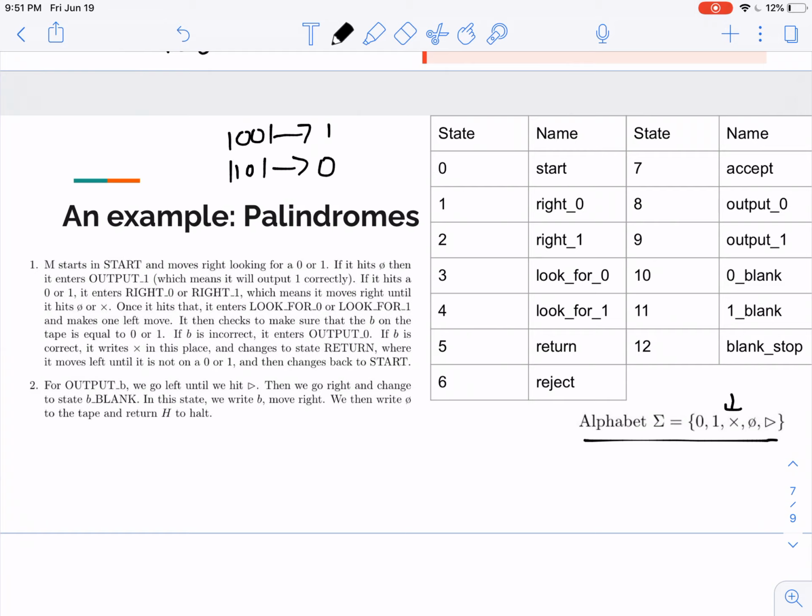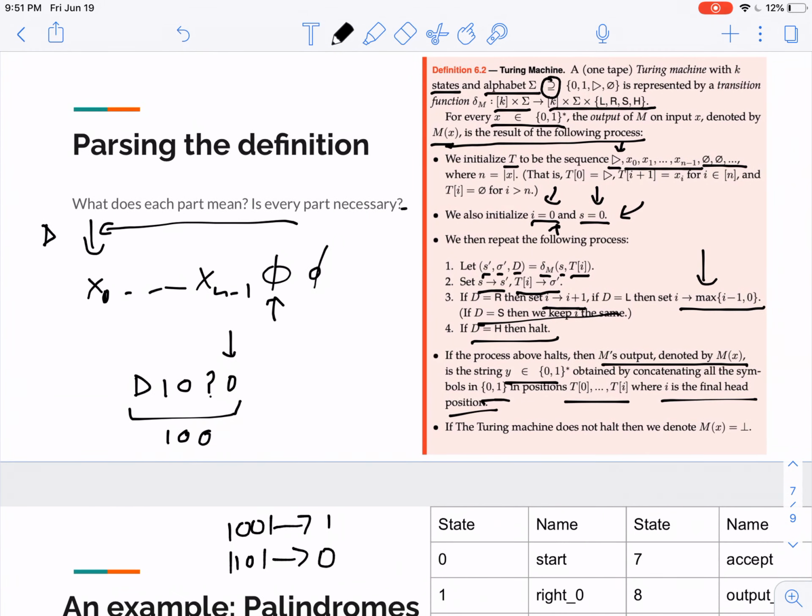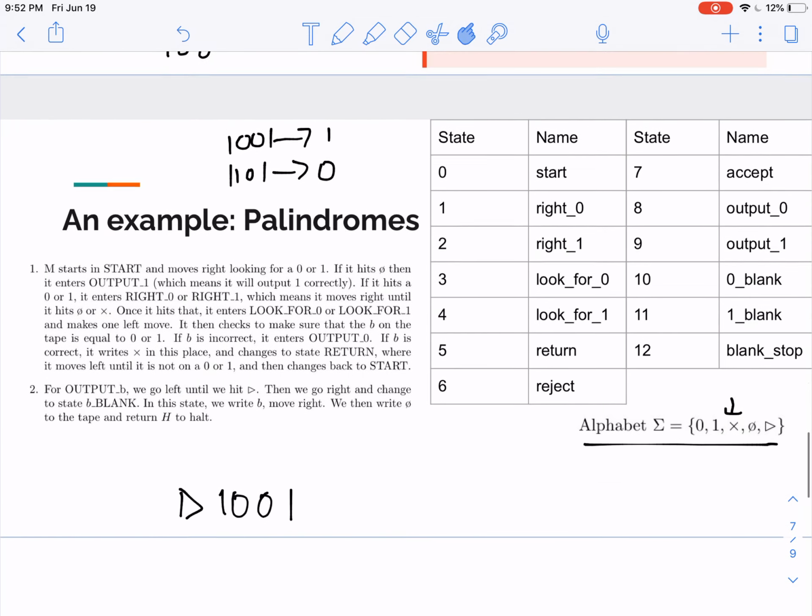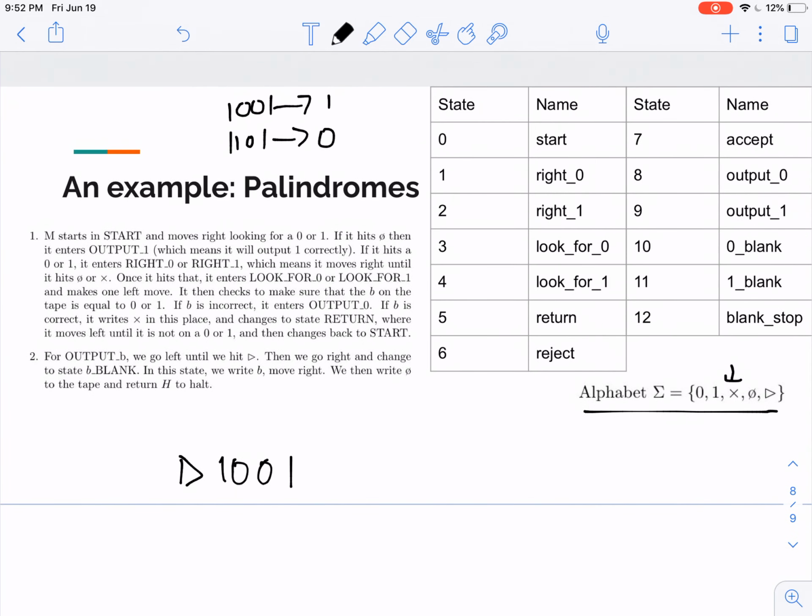So how's it going to work? There are 12 states. You can read them if you want, but I think the easiest way to understand it is to start reading how the transition function works. And let's do a concrete example here. So we'll do this on the example 1001, and that will really help us see what each of the parts are doing. So remember, we initialize a Turing machine, and working through this example is already helping us understand what this first step really does, because now we have to initialize the tape. We initialize it to triangle 1001, and then a bunch of these empty symbols, et cetera, on forever. So M is going to start here. It's going to start in the start position, and it's going to move right looking for a 0 or a 1.